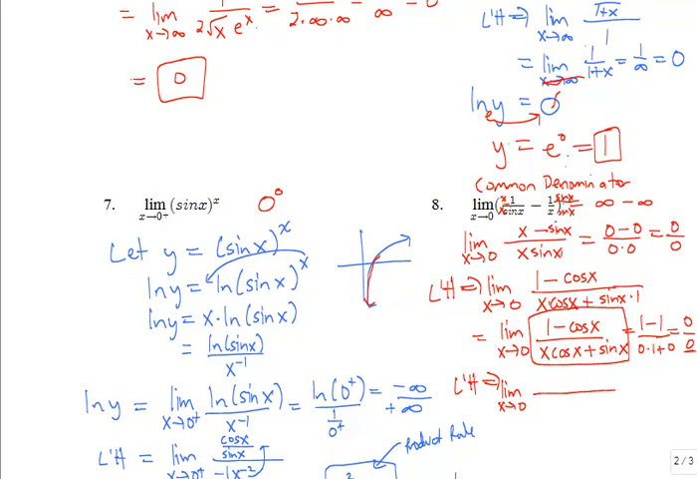So we want the derivative of the top. The derivative of 1 goes to 0. The derivative of cosine x is minus sine of x, but we had a minus in the front. So the minus would stay there, and then the cosine would become a negative sine x. So these two minuses cancel out. So the top is just positive sine x.